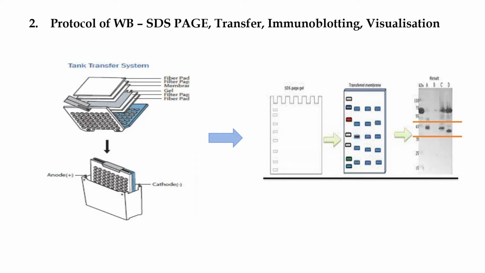If this is the entire membrane, just like a gel, you are not interested in all the different proteins in your test sample. You are just interested in a protein which is present at 40 kilodalton. In every case, for every protein, we know its molecular weight. According to that, the blot is cut. Like here, we have cut the blot.